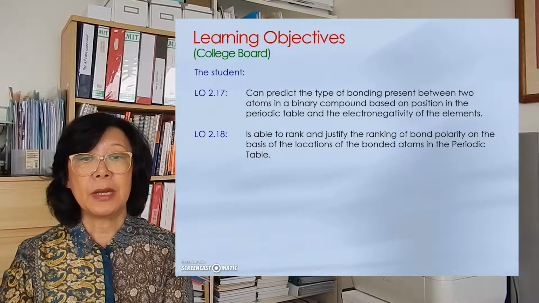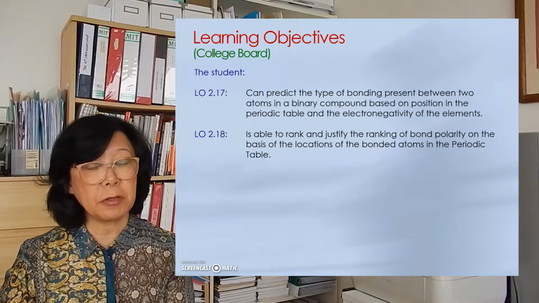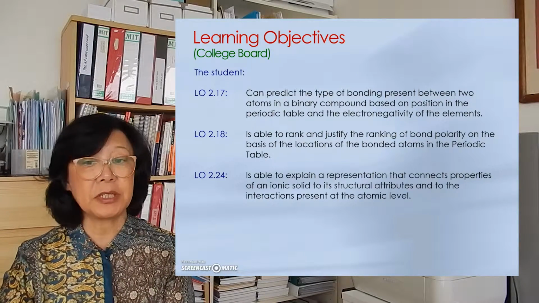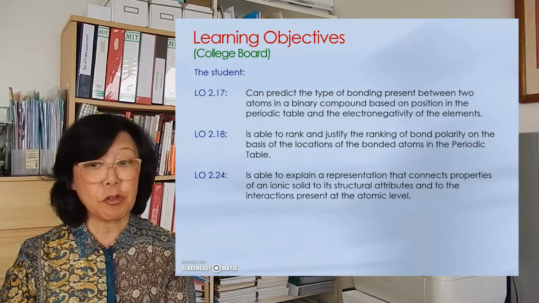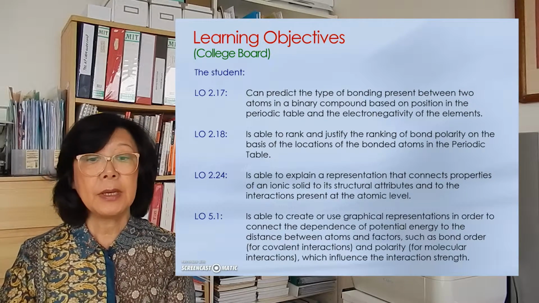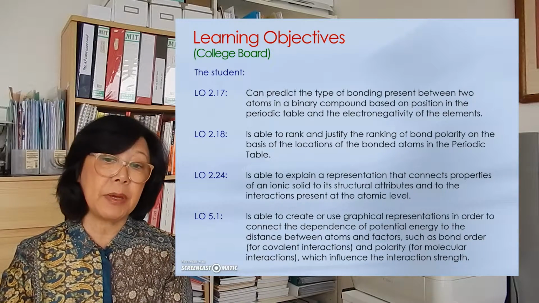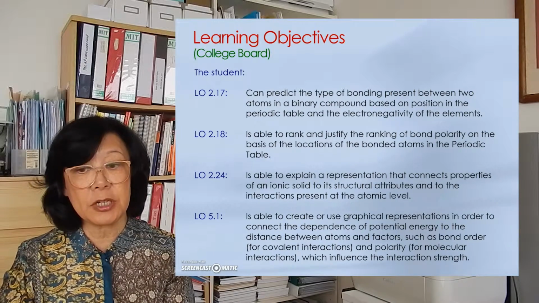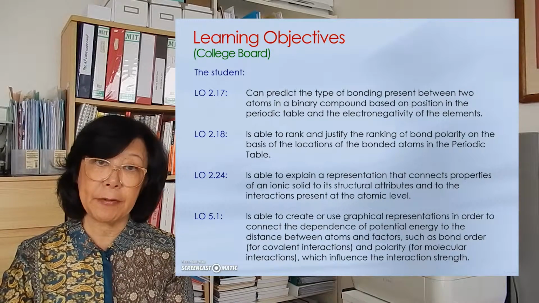Able to work and justify the ranking of bond polarity on the basis of the locations of the bonded atoms in the periodic table. To explain a representation that connects properties of an ionic solid to the structural attributes and to the interactions present at the atomic level. And create or use graphical representations in order to connect the dependence of potential energy to the distance between atoms and factors such as bond order and polarity, which will influence the interaction strength.